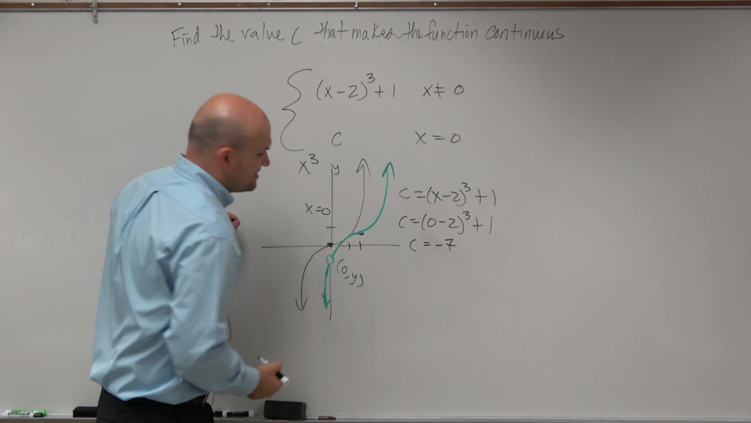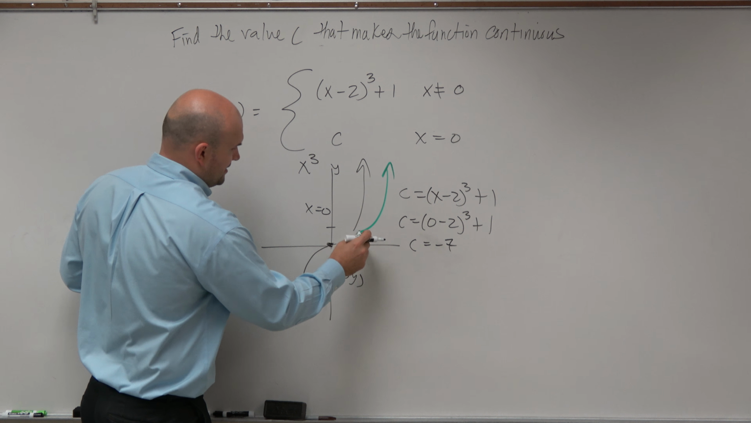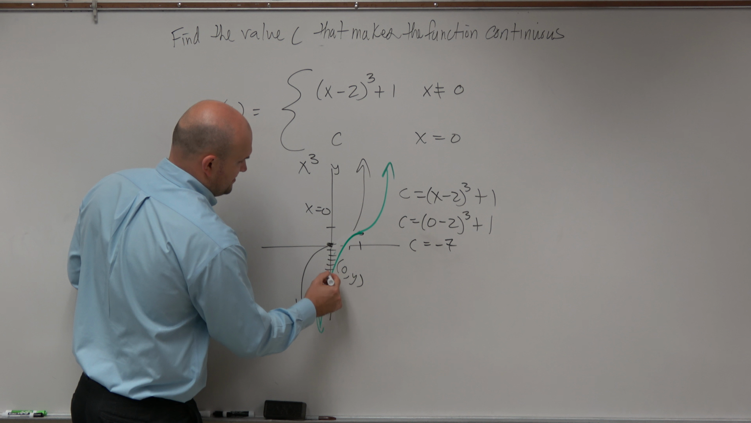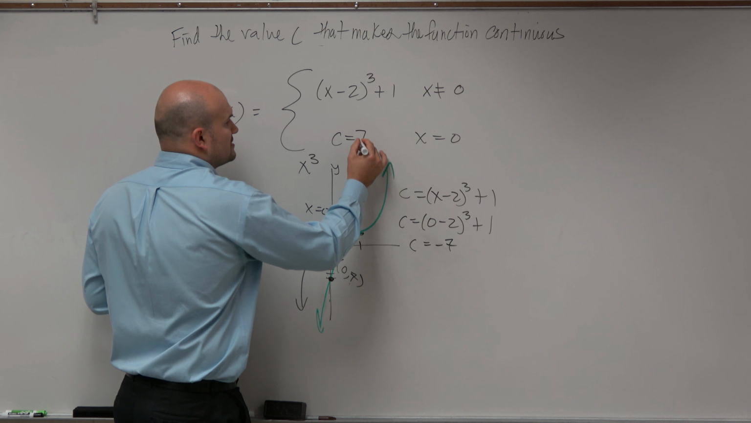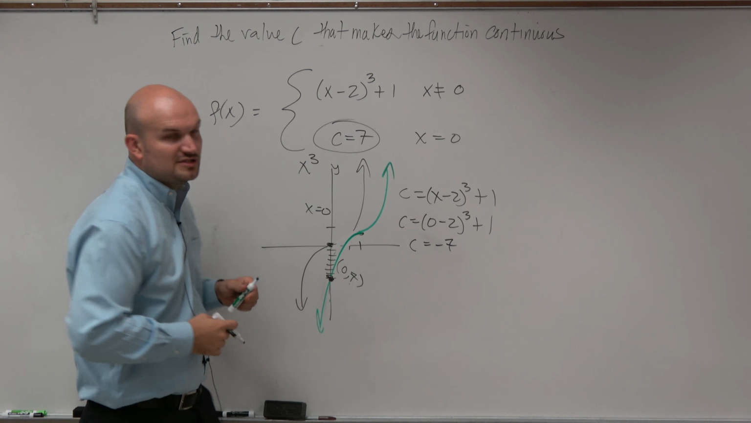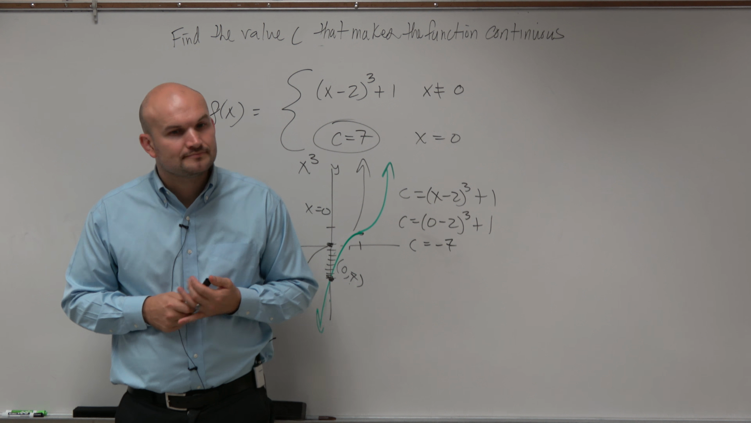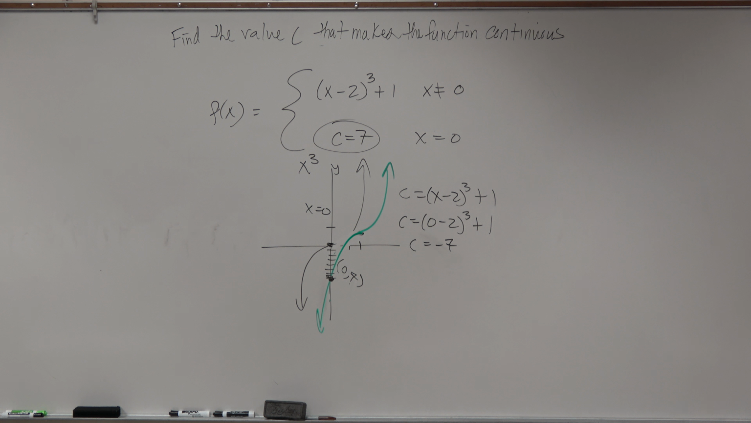So my graph is a little off, isn't it? Probably should be something like this. So c equals -7 makes the function continuous because it fills in that hole. c is just what we're using for k, right? But there are kind of 2 different problems. It's still the same process.